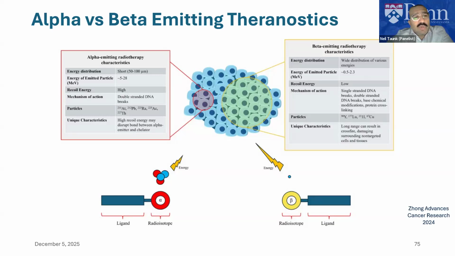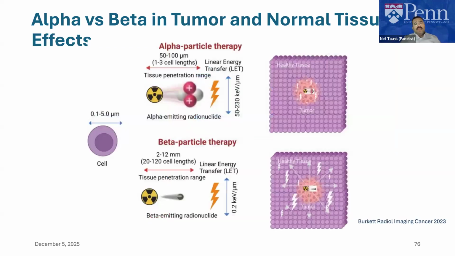Alpha emitters, on the other hand, have a short energy distribution, high recoil energy, cause lethal DNA double-strand breaks. They're represented by astatine, lead, radium, actinium, and thorium. And then they only go across very short distances, maybe 1 or 2 cell lengths. Next slide. So there's potential advantages in that alpha-emitting radionuclides could cause more lethal damage in a smaller amount of disease, leading to less radiation of normal tissue. But there's also less recoil and crossfire effect. So there's advantages and disadvantages, but it's an incredibly exciting, incredibly lethal way to kill cancer.